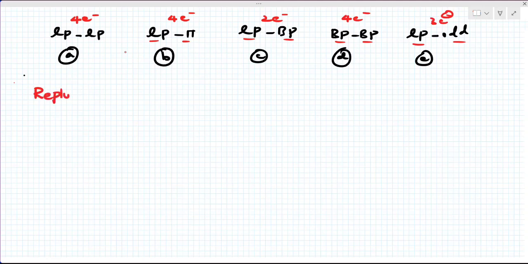Among these, which one has the least repulsion order? E has less repulsion. Now listen, the other four are what? 4 electron repulsion, right? Yes or no? This all is 2 plus 2, 4 electron.